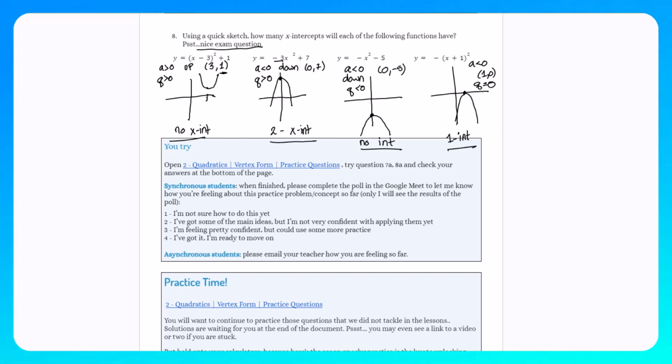It's a good question. Now it's your turn to try. I want you to head on over to the Quadratics. I want you to do questions 7A and 8A and check your answers at the bottom. And again, if you're a Sync student, send me an email and let me know how it went. It could be good or bad. If you think you're bugging me, you're not. I always want to hear from you.